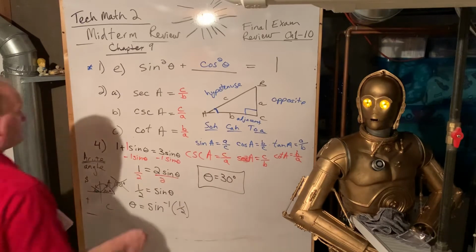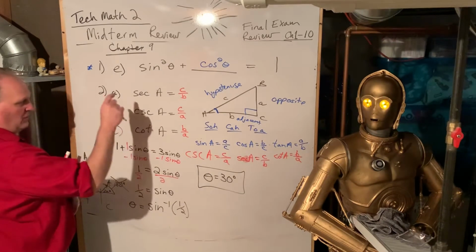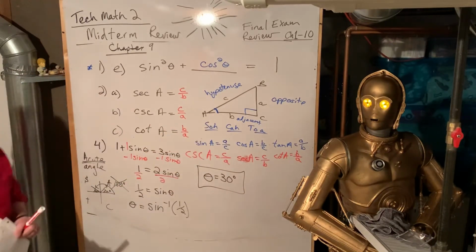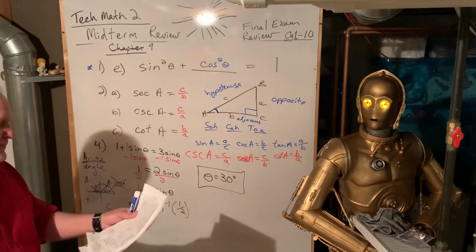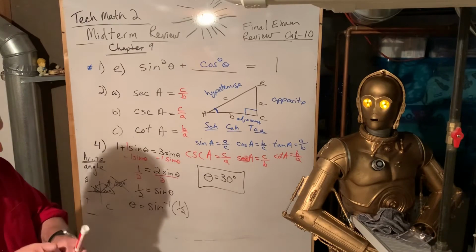Also, you could do this graphically if you wanted to put 1 plus sine theta on y1 and 3 sine theta on y2, and then find the intersection points. There would be 2 intersection points between 0 and 360. It would be at 30 and 150. But again, we only need the 30. All right?